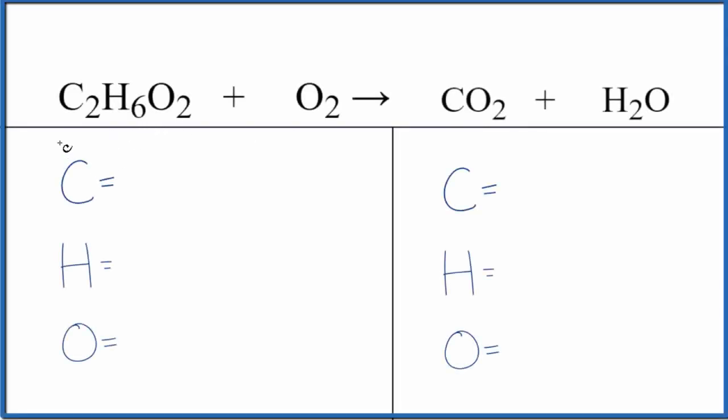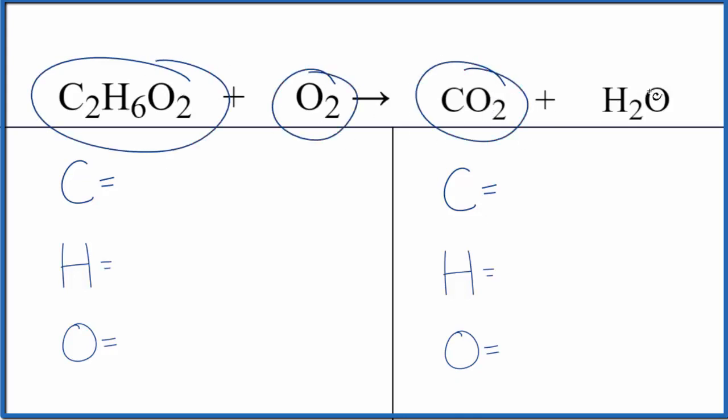Let's balance the equation for C2H6O2 plus O2. The type of reaction here is combustion. We have this hydrocarbon and we have oxygen gas. We end up with carbon dioxide and water. So the type of reaction is combustion. We would call this organic combustion.